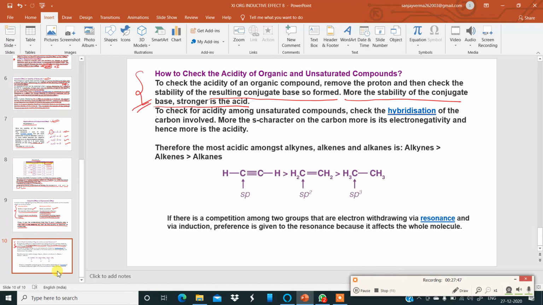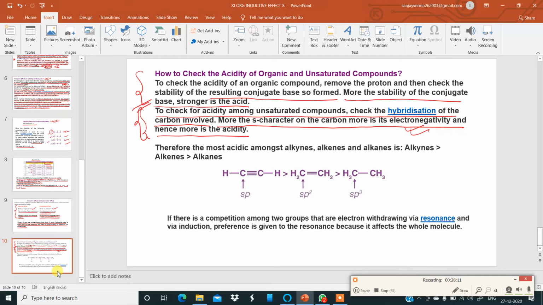Now to check the acidity among unsaturated compounds, check the hybridization of the carbon which is involved. The more the s character of the carbon, the more its electronegativity, and hence the more the acidity. Another very, very important sentence: hybridization plays a very, very important role. Higher the s character, higher the electronegativity, higher the acidity.